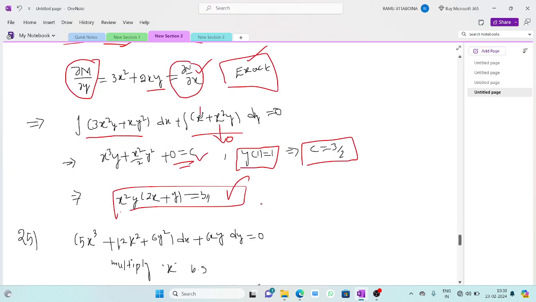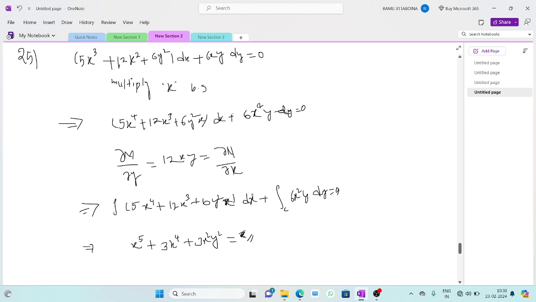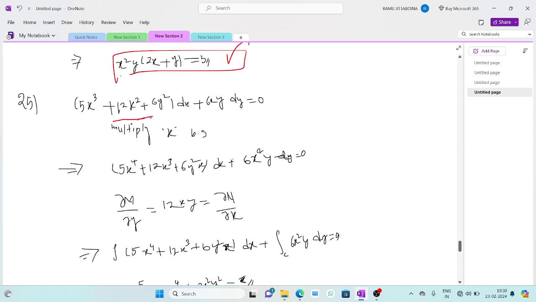I will proceed with the exact method only, because that reduces the time for me, so that is why I prefer that method. He provided the given differential equation like this. If you find dou M by dou y and dou N by dou x, it is not exact, so in that case I need to find the integrating factor. I already identified that the integrating factor is x. If I multiply both sides with x, the differential equation becomes exact. So I multiplied with x and I will get (5x to the power of 4 plus 12x cube plus 6y square x) dx plus 6x square y dy is equal to 0.